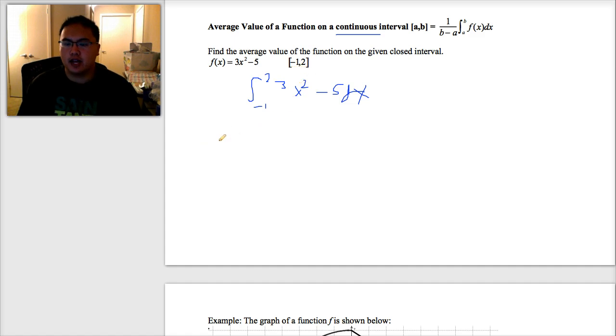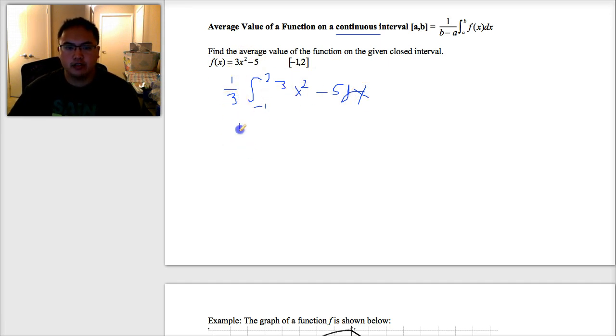And then I want to divide by the distance. How far am I going? Would you agree with me that from negative 1 to 2, it's 3 units across? So out in front here, I'm going to put 1 over 3 because it's 3 units across. In other words, once I take the antiderivative, I'll divide it by 3.